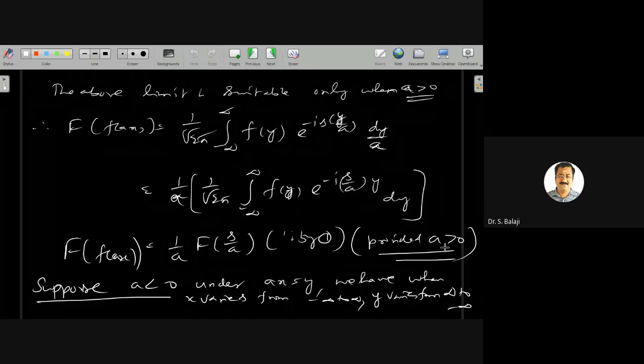When a is less than 0, suppose a is less than 0, under the substitution ax equal to y, when x varies from minus infinity to infinity, correspondingly y varies from plus infinity to minus infinity, since a is negative. We get a change of the limit. The remaining things are the same, but the one difference is plus to minus in the substitution.